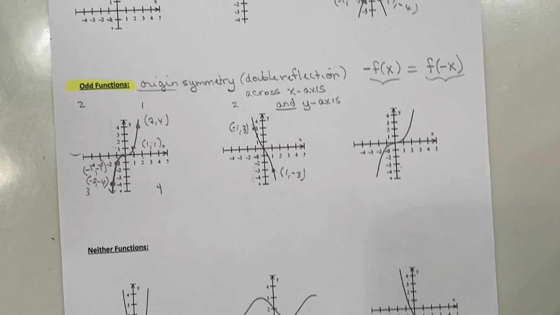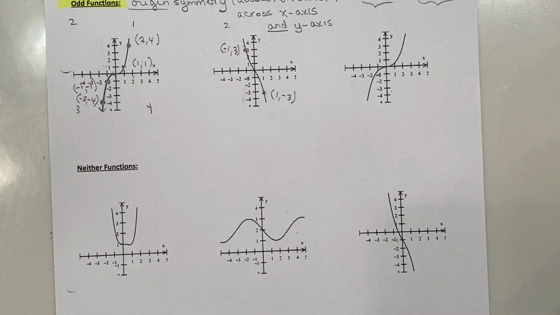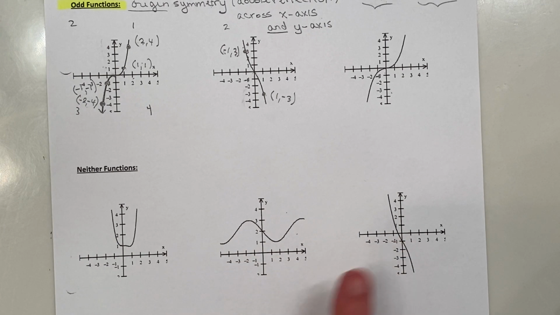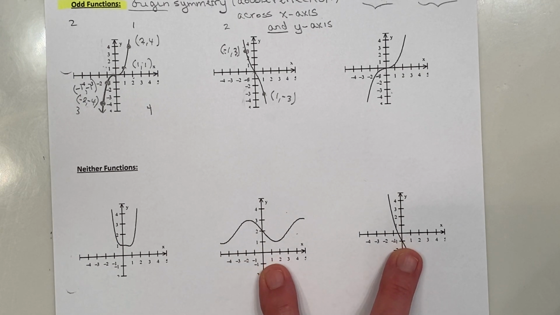All right, so let's look at these last three functions down here. I've said that these are neither. Okay, so there's no symmetry with regard to the y-axis, so this is not an even function. This graph doesn't even pass through the origin, so it can't possibly be an odd function. This function is not odd, and neither is this one, because neither one of these goes through the origin.